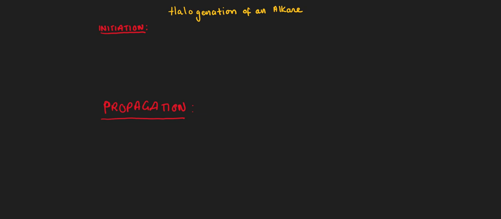Hi everyone, so today we are going to be looking at the halogenation of an alkane. And all that means is taking a halogen, so something like chlorine, fluorine, bromine or iodine, and adding that to an alkane. So methane, ethane, propane, etc. Today specifically we'll be looking at the addition of chlorine to methane.